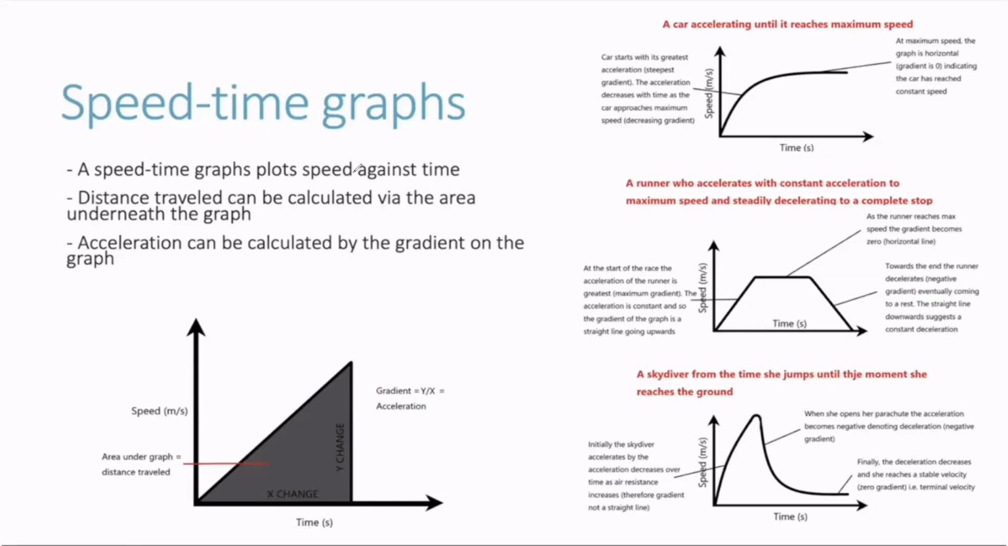A speed time graph plots speed against time. Distance traveled can be calculated via the area underneath the graph. Acceleration can also be calculated by calculating the gradient on the graph, that is y2 minus y1 upon x2 minus x1. Friends, this is such an easy concept, and I hope all of you had fun.